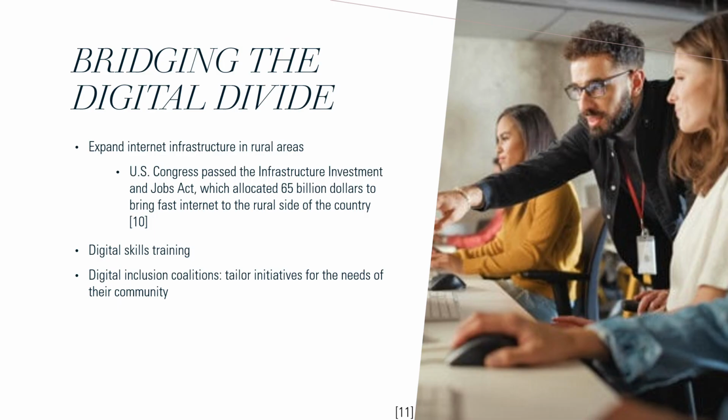So far, I've discussed the digital divide and its consequences. Now we'll focus on the solutions to this issue. One remedy to this problem is to expand internet infrastructure in rural areas. In 2021, the US Congress passed the Infrastructure Investment and Jobs Act, which allocated $65 billion to bring fast internet to the rural side of the country. Internet service providers that benefit from this fund are required to provide cheap internet to their customers.